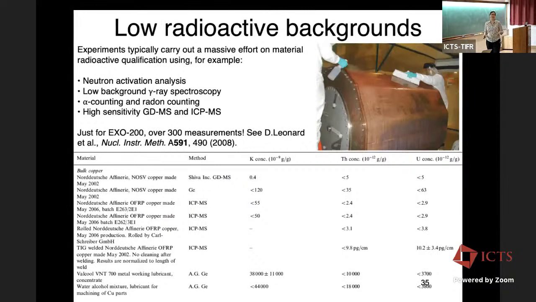We also need low radioactive backgrounds, and that typically means being very careful with our construction materials. So we have sort of heroic efforts to do radioactive background screening of all of the materials that are used to build our detectors. And for example, in XO 200, there were over 300 different measurements that we made just of the materials that we were using to build our detectors.